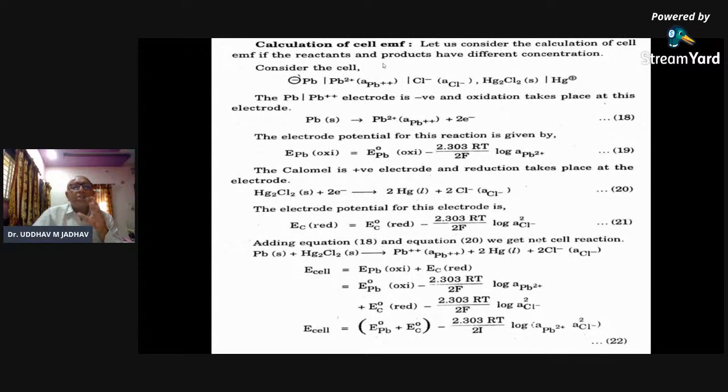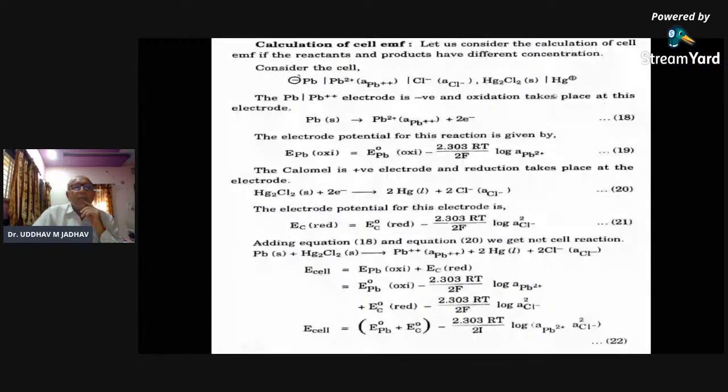Accordingly, if the cell is given, then how the cell EMF can be calculated, we will see by having an example. Consider the cell: lead dipped in a solution of lead 2 plus, having activity of the lead. Then here it is a calomel electrode. Now at the left hand side, or negative electrode or oxidation electrode, what happens there? Oxidation process will happen, giving the electrons.